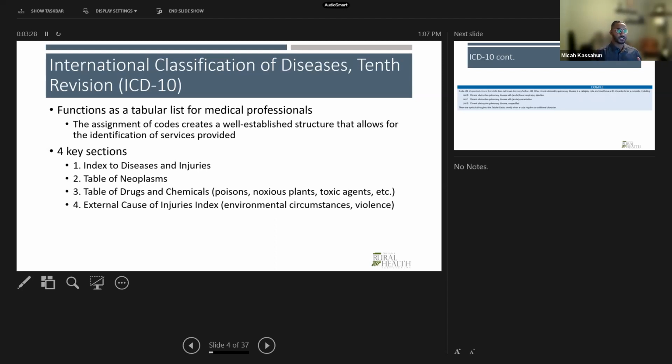But if we look at just ICD-10, it functions as a really nice tabular list for medical professionals to understand the different diagnoses available that can be applied to any type of patient ailment or problem they're going through. It's similar to the adage from when Apple was becoming famous for the development of apps: "Hey, there's an app for that."